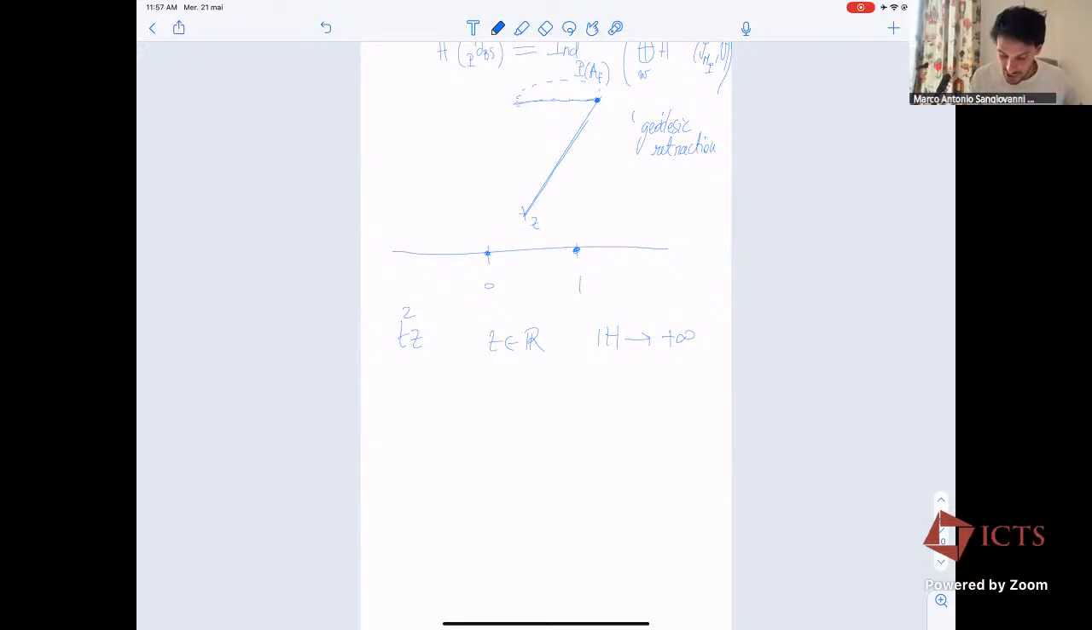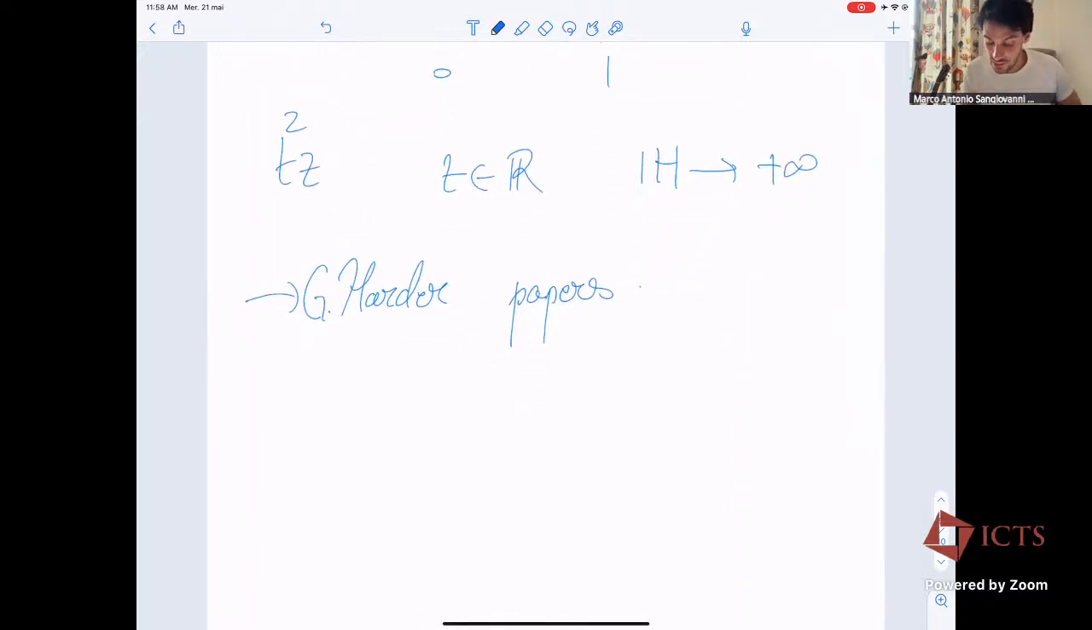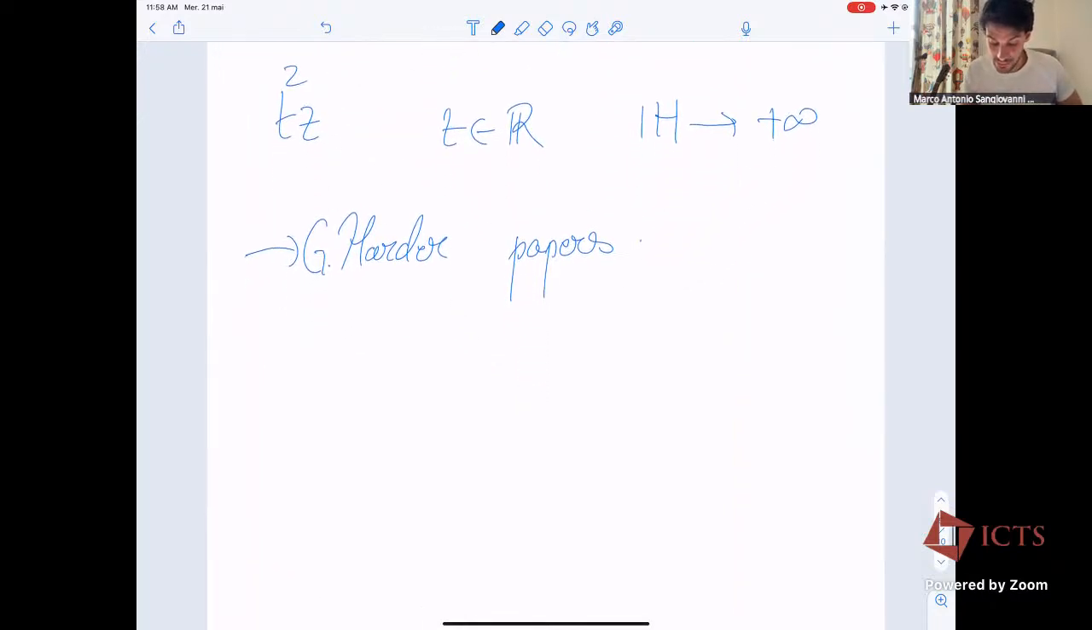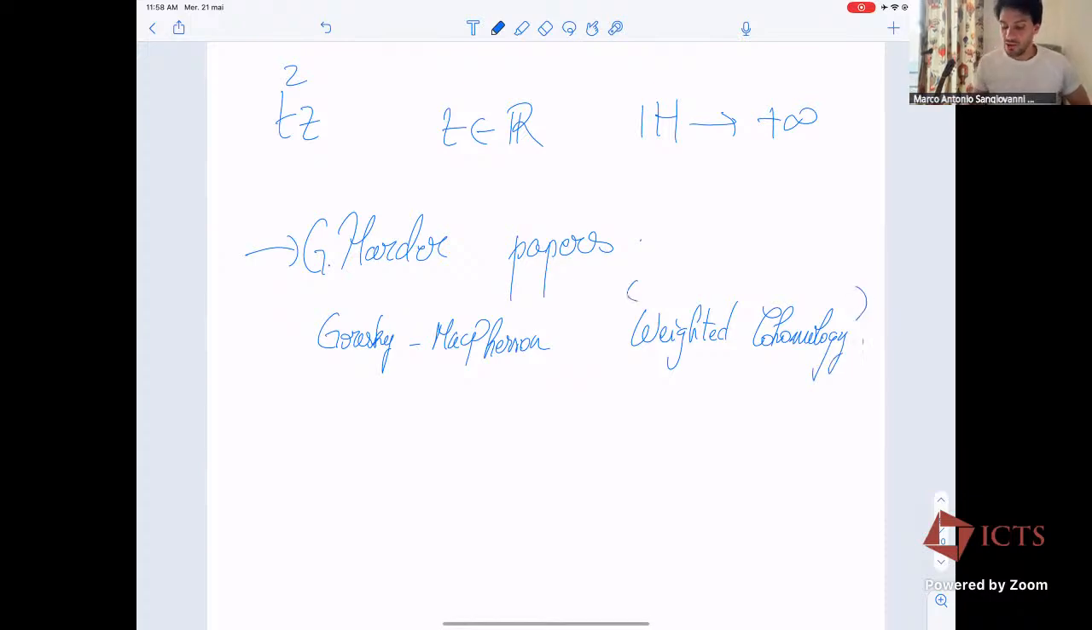Okay. So yeah, if you want a reference for this, it is Harder. All the papers of Harder, Günther Harder, study this Eisenstein cohomology business in quite some detail. And the paper I'm most familiar with is the one with Goresky and MacPherson, which is called weighted cohomology. Okay. Yeah, sorry for the sloppy explanation.